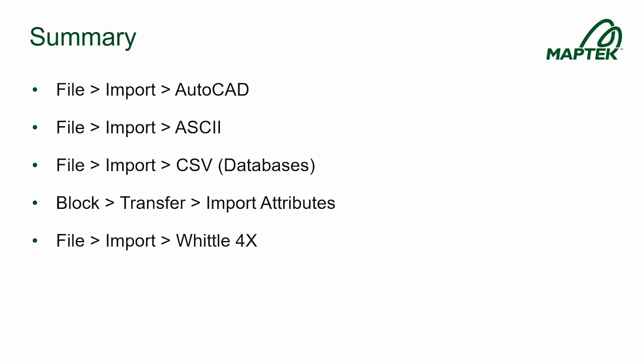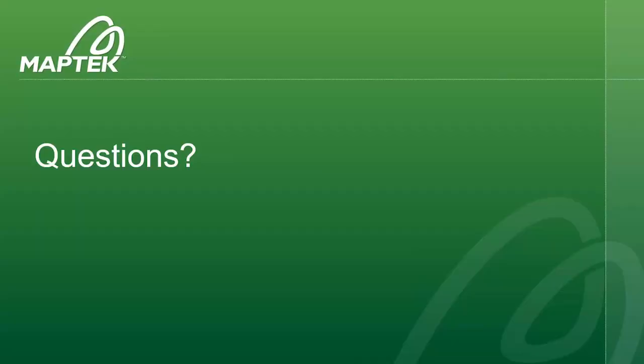And then block transfer import attributes, that was what we used to import ASCII information into a block model that was already created, and file import Whittle 4X is what we use to bring in Whittle results into a Vulcan block model file. Does anyone have any questions? As I mentioned before, please write in any questions through the panel on the right-hand side of your screen. Let's see if we have any so far.